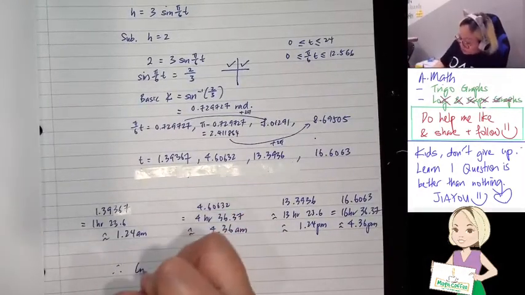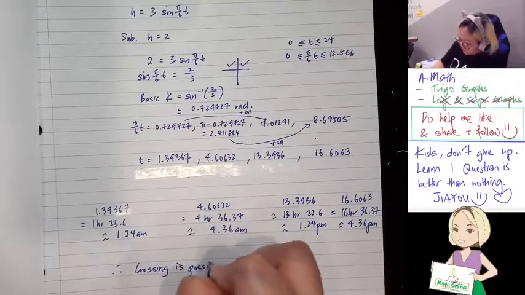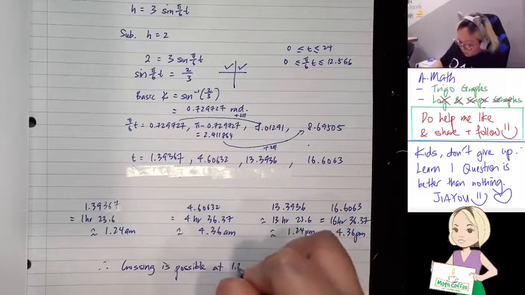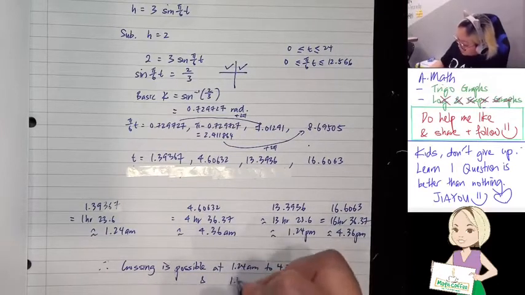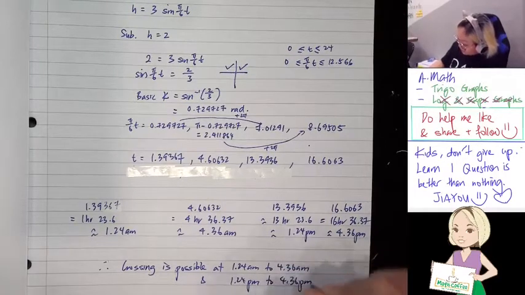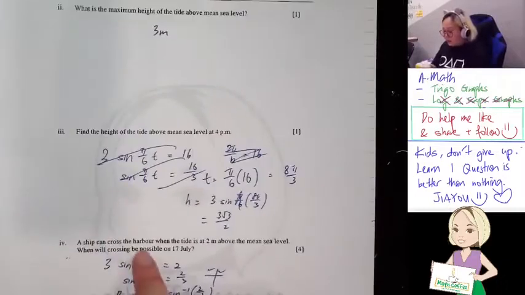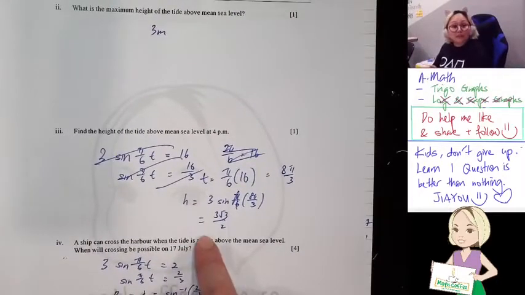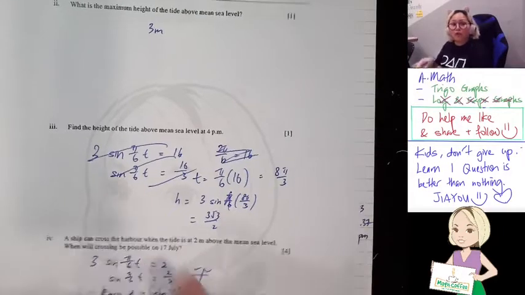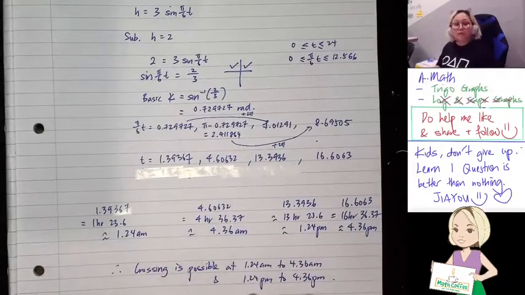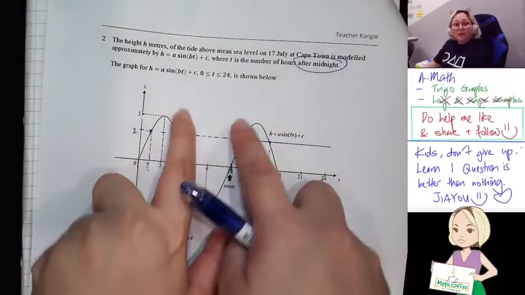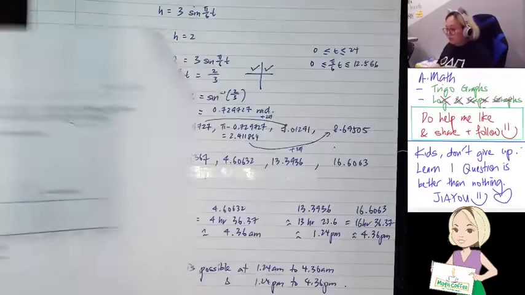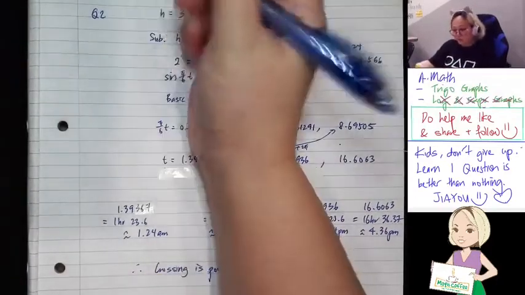So when will the crossing be? You will say that therefore crossing is possible at 1:24 AM to 4:36 AM and 1:24 PM to 4:36 PM. Because they say that the ship can cross the harbor only when the tide is above 2 meters. So when will the crossing be possible? We have calculated that between these two time frames, it will be above 2. So this is what it means. Understand? So this is for question 2 IV.